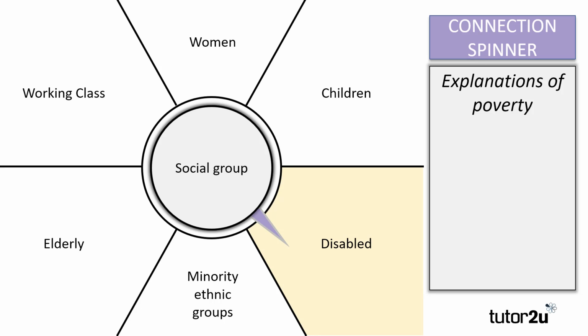Okay, so it's landed on the disabled. Why are disabled people more likely to be in poverty than those who are able-bodied? Give yourself a few moments to think of some ideas. If we look at our explanations of poverty, maybe think about employment opportunities, maybe think about education, maybe think about access to services, maybe think about the costs that are involved.